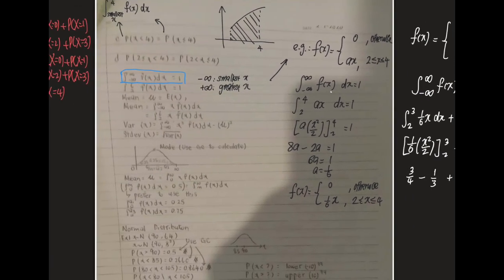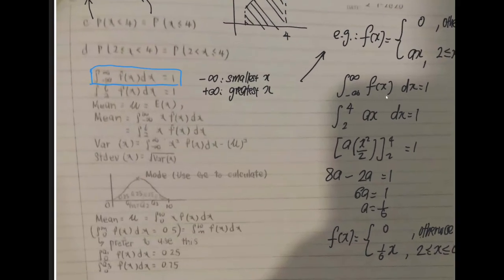Okay, now let's move on. This one, I just leave it like this. No need to explain already. I already gave enough examples. Okay, now we look at the mean here. The mean, as we know, E(X). The formula to find E(X) is different now. We have to integrate from smallest x to greatest x, x f(x) dx.